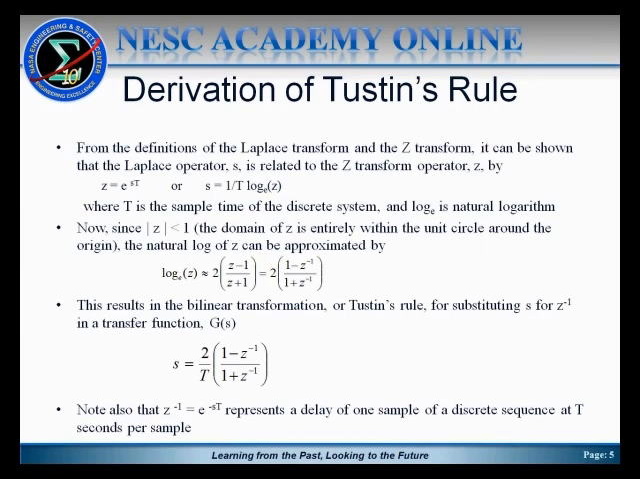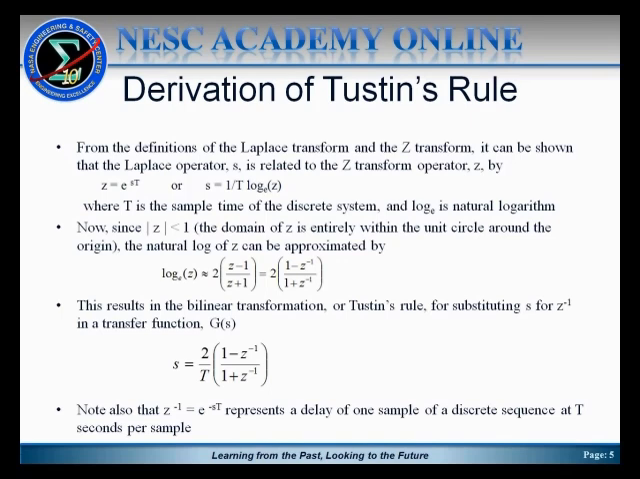That can be rearranged by just dividing top and bottom by z, and that says that log to the base e of z is 2 times 1 minus z inverse over 1 plus z inverse. So then that lends itself to what's called the bilinear transformation, or Tustin's rule, that can be used to transfer between z and s. And the equation is s equals 2 over the sample time T times 1 minus z inverse divided by 1 plus z inverse.